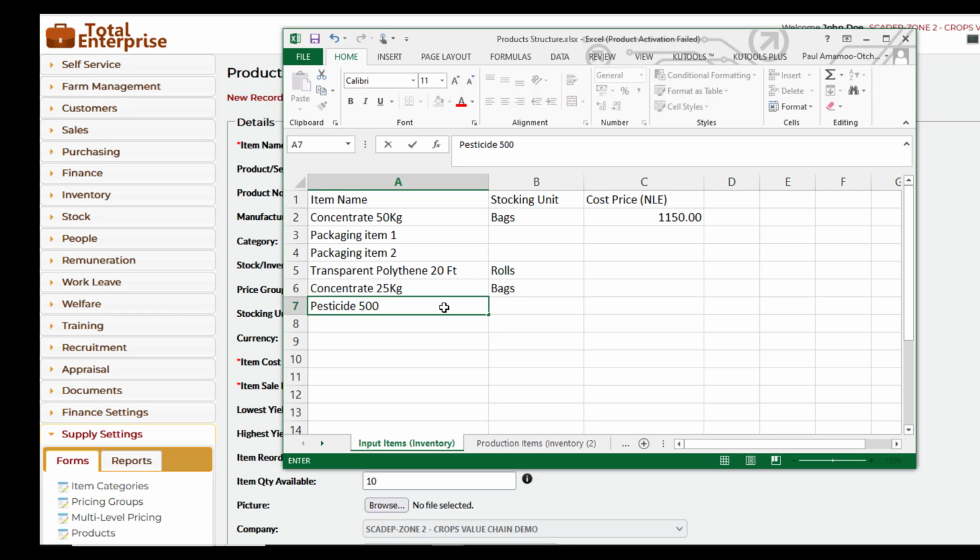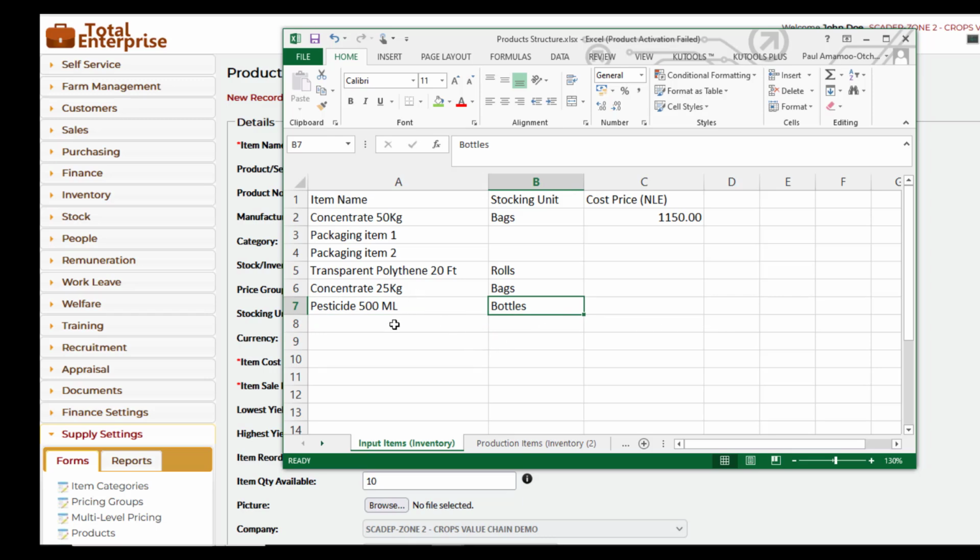500 milliliter. Now when you call in and you say you want a number of them, they ask you how many do you want. You say maybe I need 5. Are you saying you want 5 milliliters? Certainly not. You are saying you want 5 bottles. So that's your packaging, the bottles. That's your stocking unit. So here your stocking unit is bottles. I hope you are seeing it now.